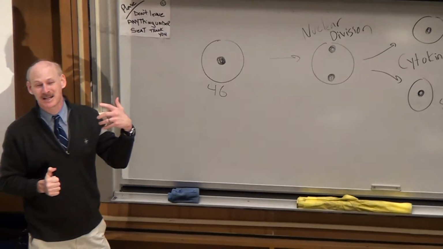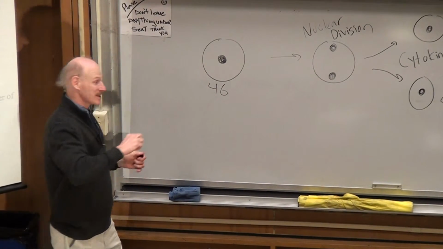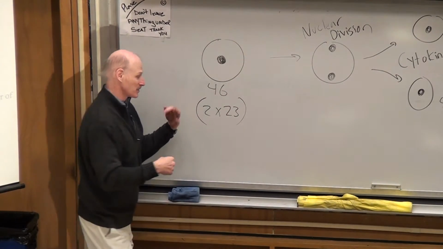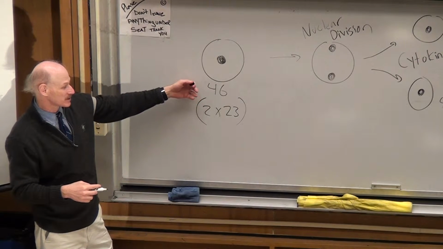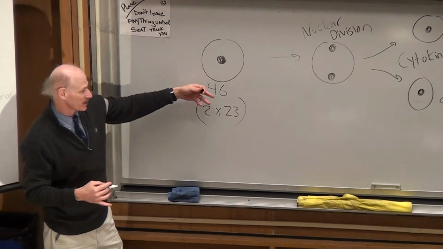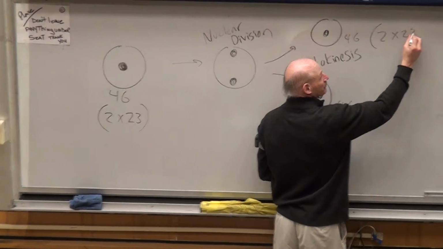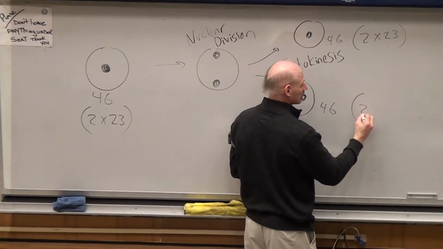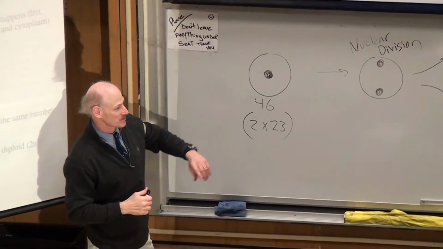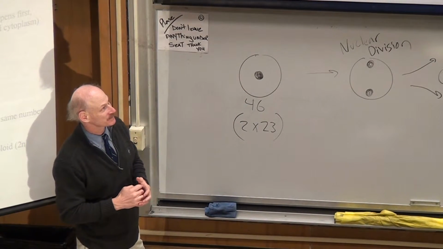Now, why does it say 2N up there? Well, because remember that in humans, the 46 chromosomes is actually 2 sets of 23. You have 2 chromosome number 1s and 2 chromosome number 2s and 2 chromosome number 3s, all the way down to 2 chromosome number 23s. 2 sets of 23 give you your 46. And so that just means that each of the daughter cells is also going to have 2 sets of 23 chromosomes. That is mitosis nuclear division. Same number of chromosomes, 2 sets of chromosomes per cell, in both the mother cell and the daughter cells.